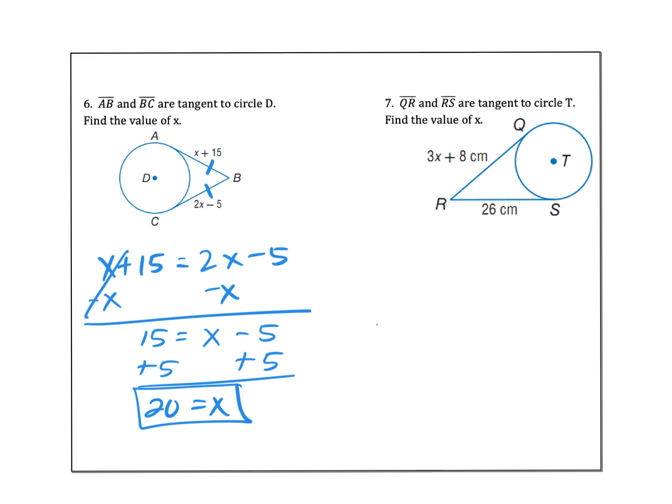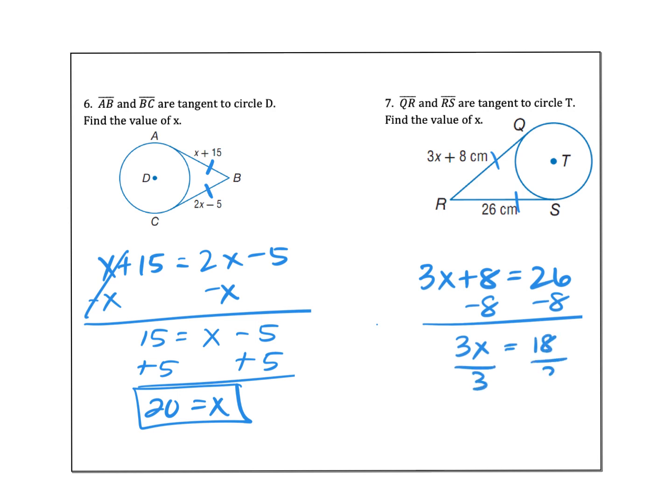And last but not least, number 7. Segment QR and segment RS are both tangent to the circle. Find the value of x. Well, again, they would have to be congruent. So 3x plus 8 would have to equal the 26. Subtract your 8. We get 3x equals 18. Divide by 3, and x is 6.